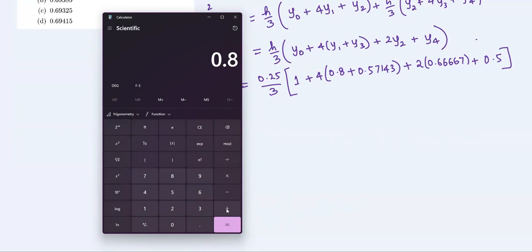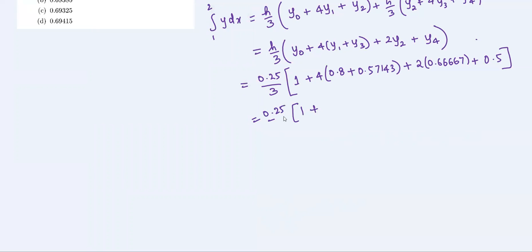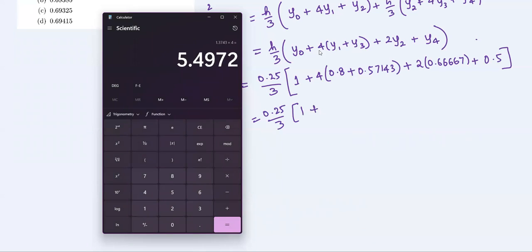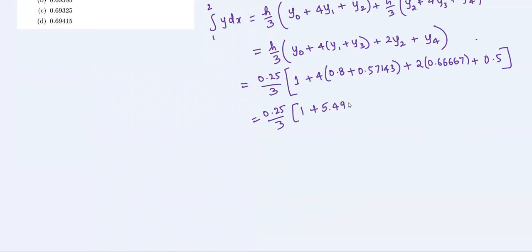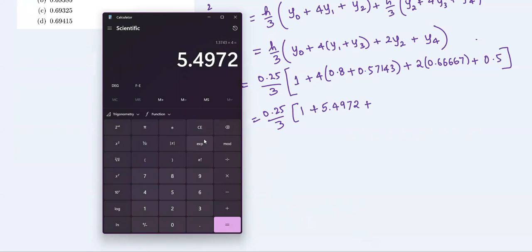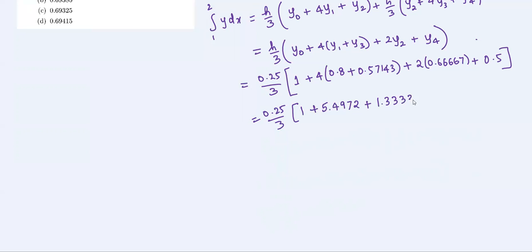0.8 plus 0.57143 multiplied by 4. So this is 1 plus 5.4972 plus 2 into 0.66667. So 1.3334 plus 0.5.